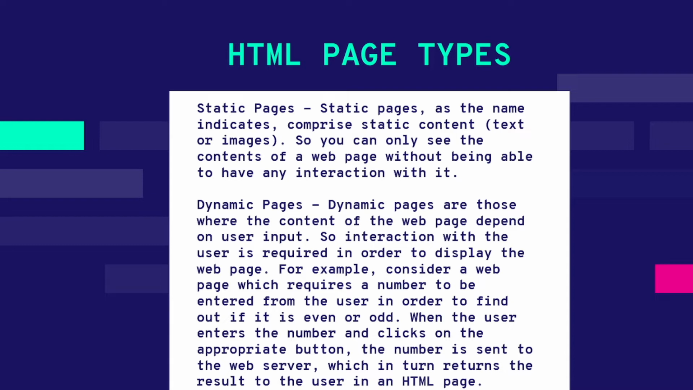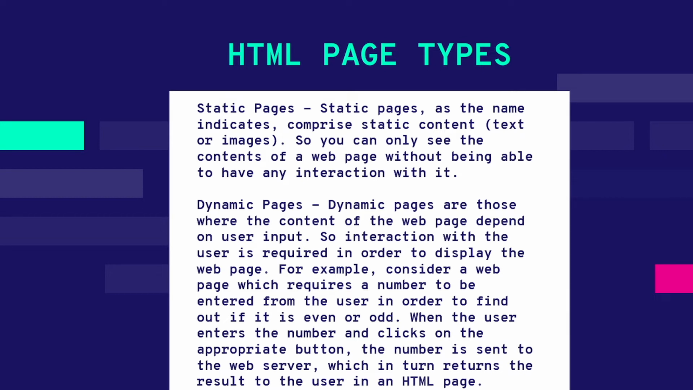So in dynamic pages, the user has to interact with the page, then the content will be visible or any kind of modification will be there. For example, consider a web page which requires a number to be entered from the user in order to find out if it is even or odd. Suppose you have created a web page which gets your number and then tells you that it is an even number or an odd number, then it is an example of a dynamic page because it is dependent on the user input.